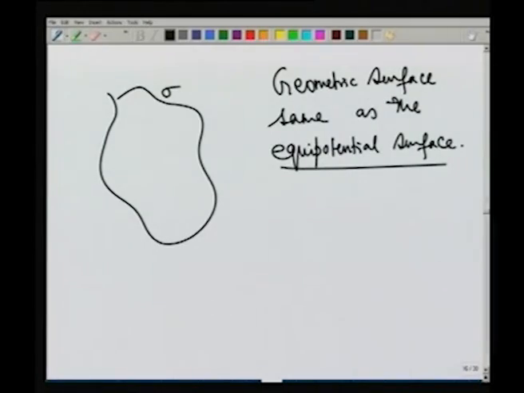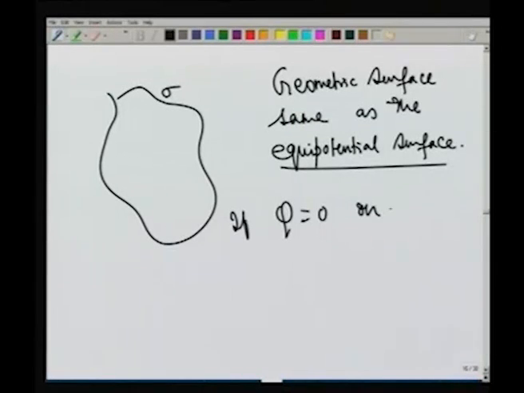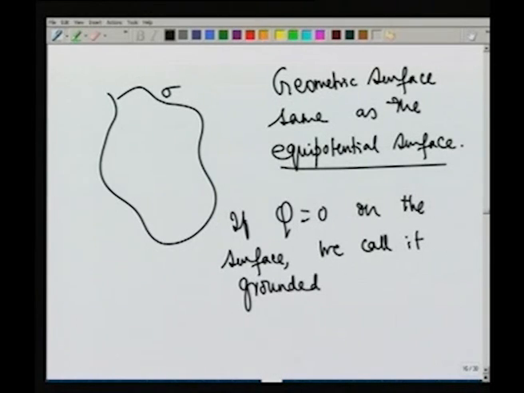If the value of the potential is equal to 0, we say that such a conductor is grounded. So, we have a precise mathematical notion: if phi equal to 0 on the surface, we call it grounded. Because in all electrostatic applications, earth is taken to be at 0 potential. It is taken to be of an infinite extent, at 0 potential. So, if phi equal to 0, that means you have earthed it, you have grounded it, it is taken to be at 0 potential, otherwise this is what we have.